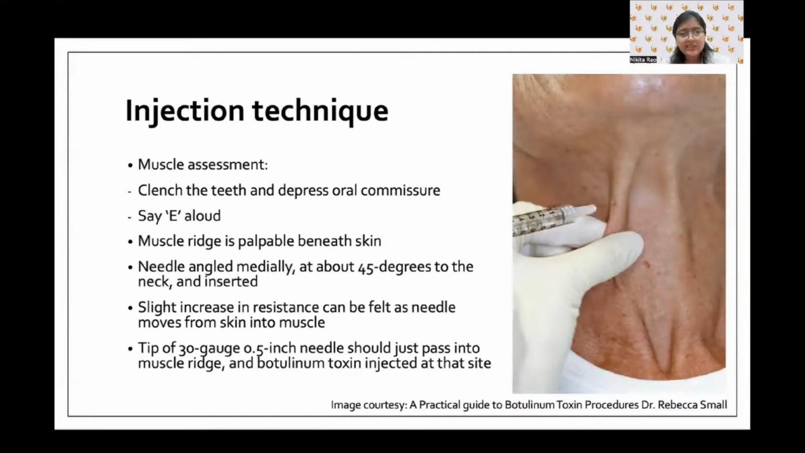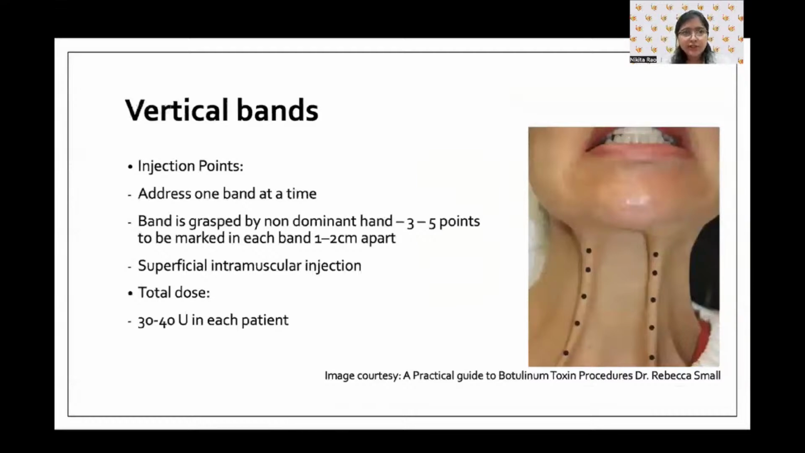A slight increase in resistance can be felt as the needle moves from the skin into the muscle, and just there the toxin should be injected. For the vertical bands, address 1 band at a time. 3 to 5 points are marked about 1 to 2 centimeter apart, and a superficial intramuscular injection of 2 to 2.5 units per site is injected.